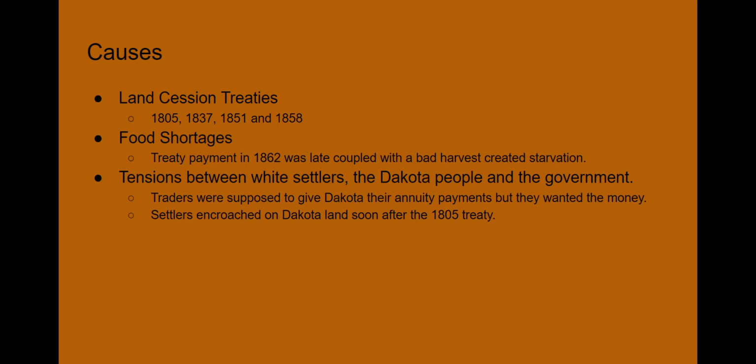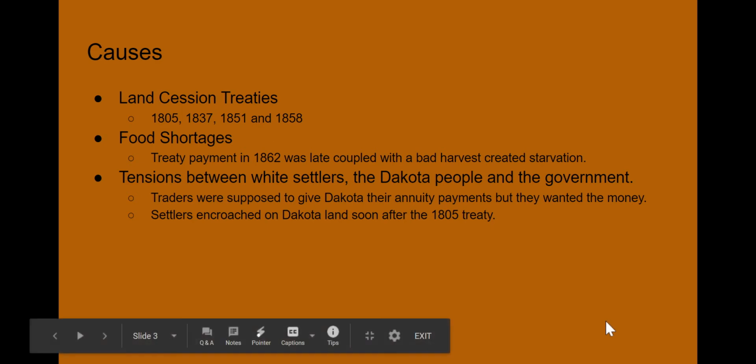And since the treaty in 1805, tensions between white settlers, the Dakota people, and the government had been brewing, and in 1862, specifically in August of 1862, these tensions came to a head. Some issues included the fact that traders were supposed to give the Dakota their annuity payments, but of course, traders wanted the money for themselves. So rightly, the Dakota were suspicious of traders in general. And then also, after the 1805 treaty, settlers encroached on Dakota land soon after, thus beginning the conflict between the Dakota and settlers.